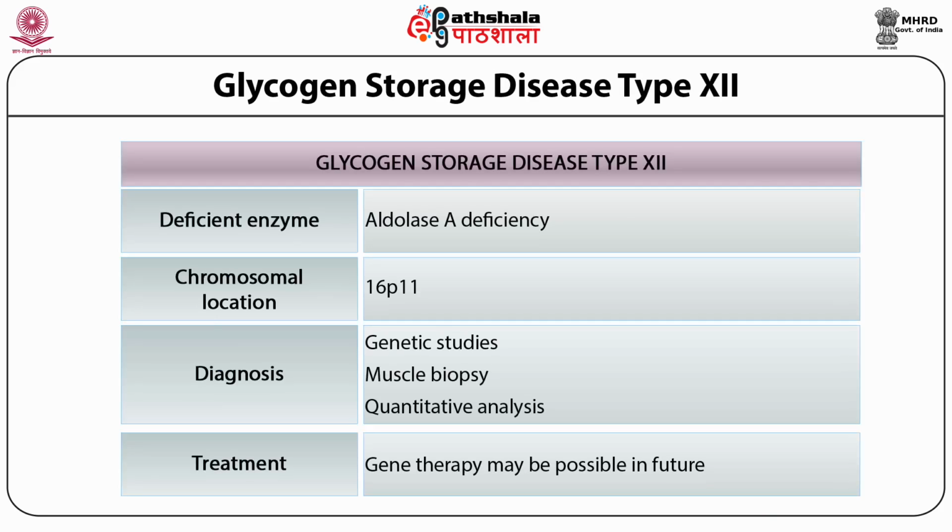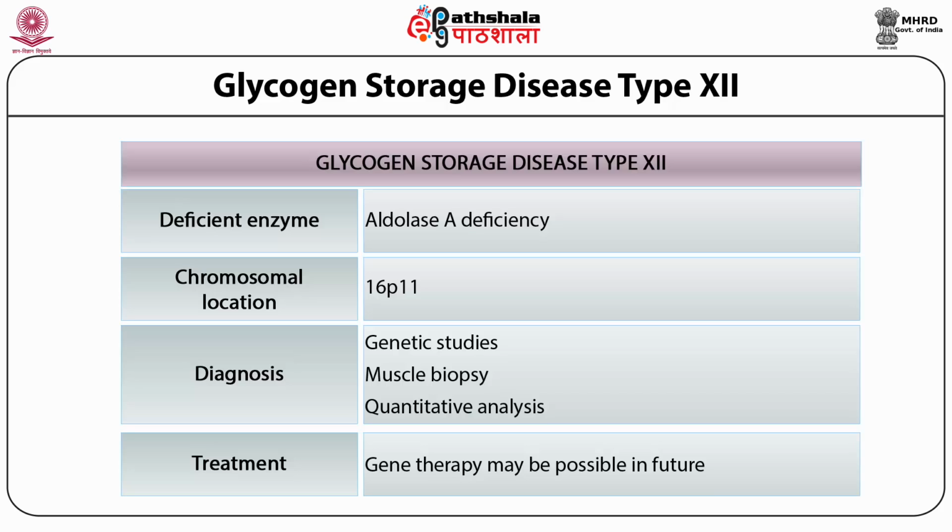Glycogen storage disease type 12. This is also known as glycogenosis type 12, red cell aldolase deficiency or aldolase A deficiency. Again, it is a genetic disorder. It is an autosomal recessive disorder. It results due to the deficiency of aldolase A enzyme. It is caused by a homozygous mutation. This is the same story that we learned in the previous slide. Aldolase A catalyzes the aldol reactions.